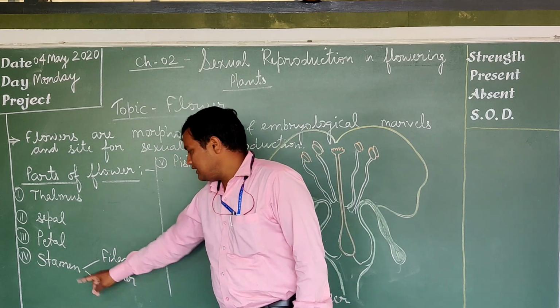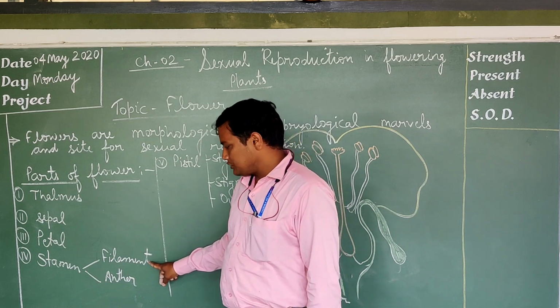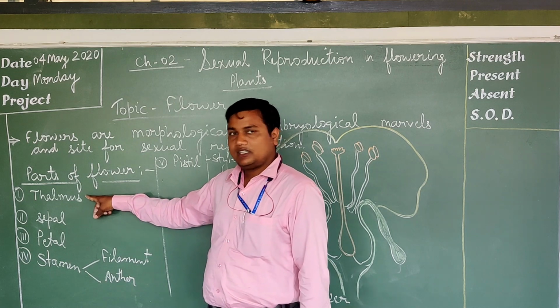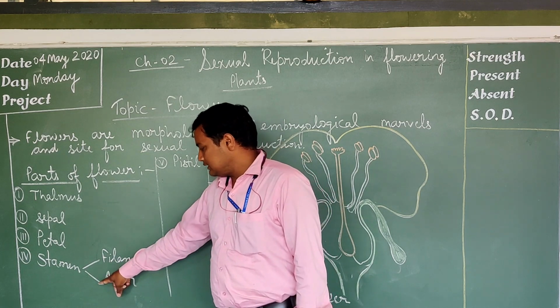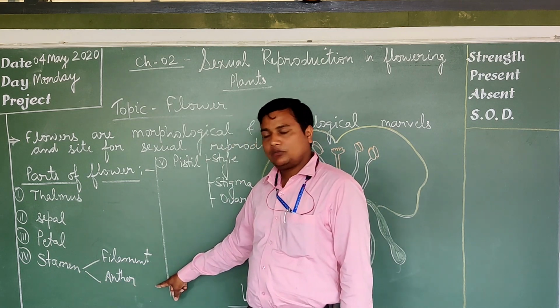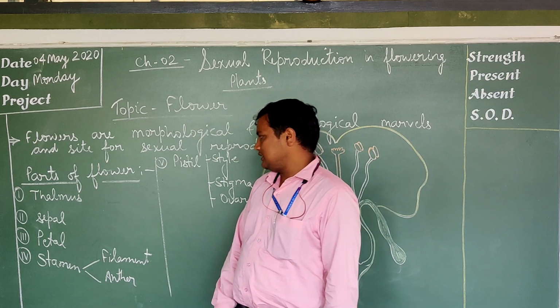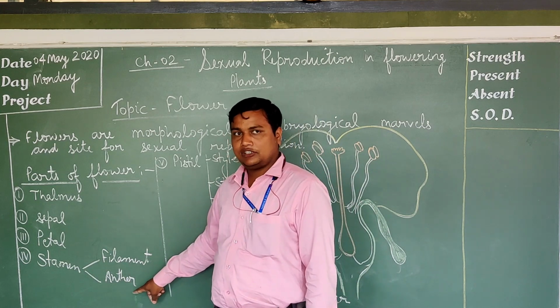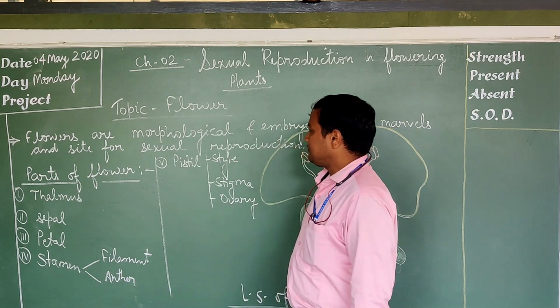stamen. Stamen is divided into two parts. The proximal end which is attached to the thalamus is known as the filament, and the bilobed structure, mostly the anther is bilobed, and the bilobed structure is known as the anther. The anther contains pollen grains during the time of gametogenesis.